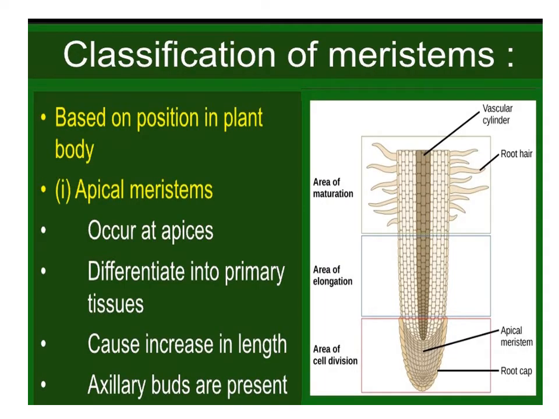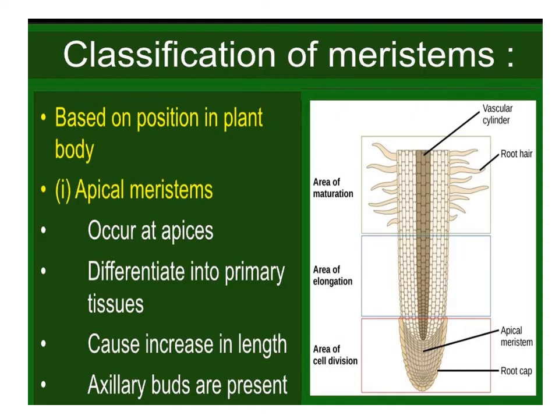Based on the position in the plant body, the classification of meristems is: first, apical meristem. The meristem which occurs at the tip of roots and shoots and produces primary tissue is called apical meristem. Root apical meristem occupies the tip of the root while the shoot apical meristem occupies the distal-most region of the stem axis.